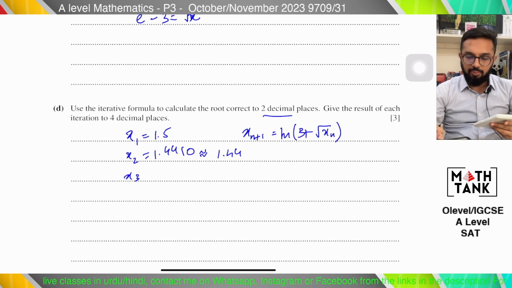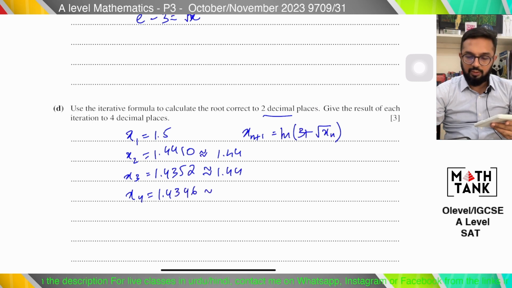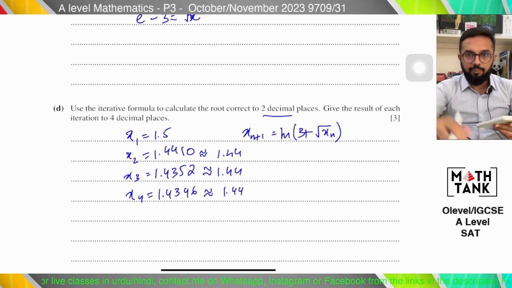X3 is 1.4352. That rounds off to 1.44. And then X4 is 1.4346, which is 1.44.